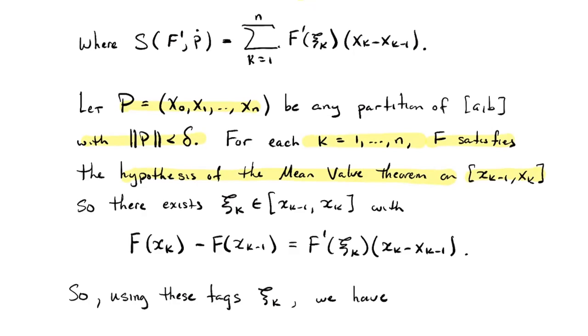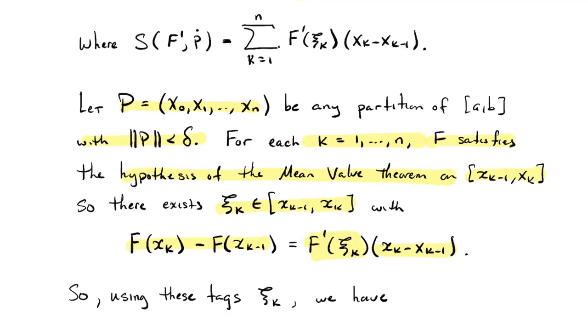So that's how I'm going to pick our tags. For each k between 1 and n, there has to be some number, I'm going to call it c sub k, our tag notation, so that the change in the output of F, applying the mean value theorem to F here, is the derivative at c sub k times the width of the corresponding interval.